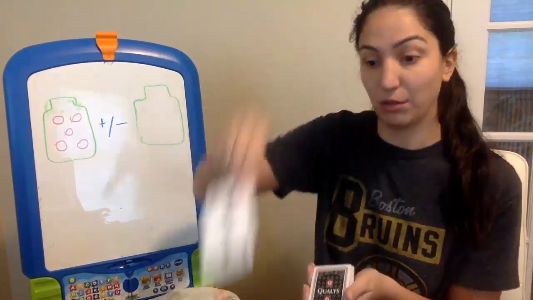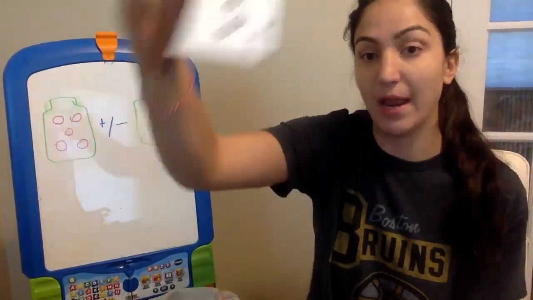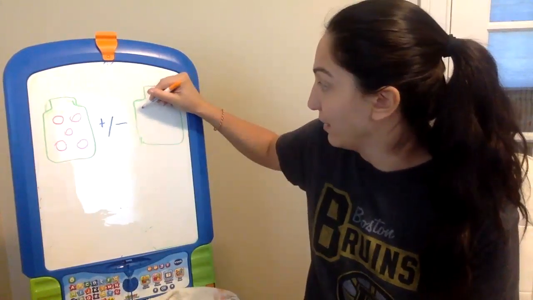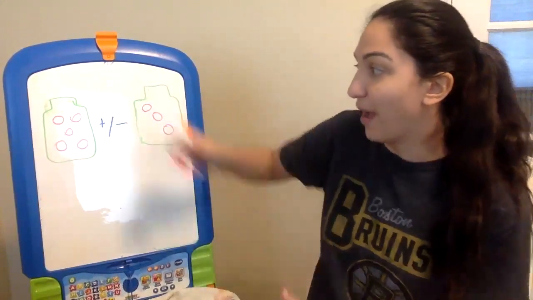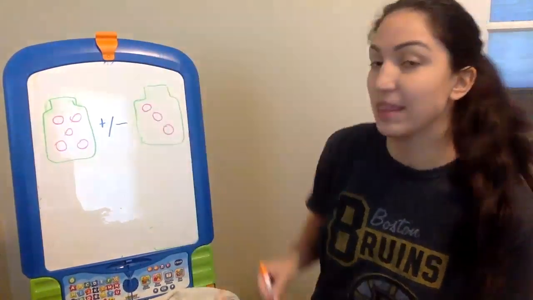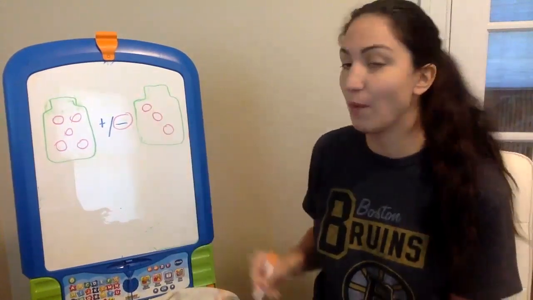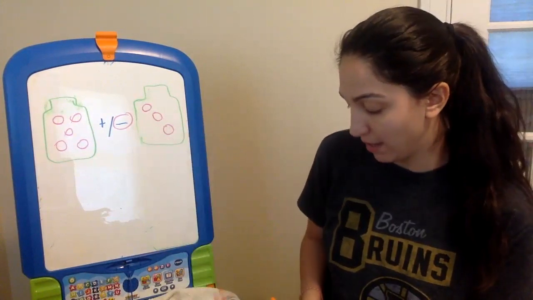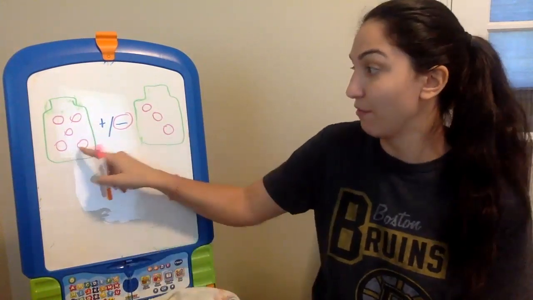So this card is 3. So I had 5 pennies, and now I have 3 pennies. So I'm going to draw 3 pennies. So 5 is more than 3. That tells me that in this problem, I subtracted. And I want to know how many I subtracted. So what I'm going to do is take 3 away from my 5.